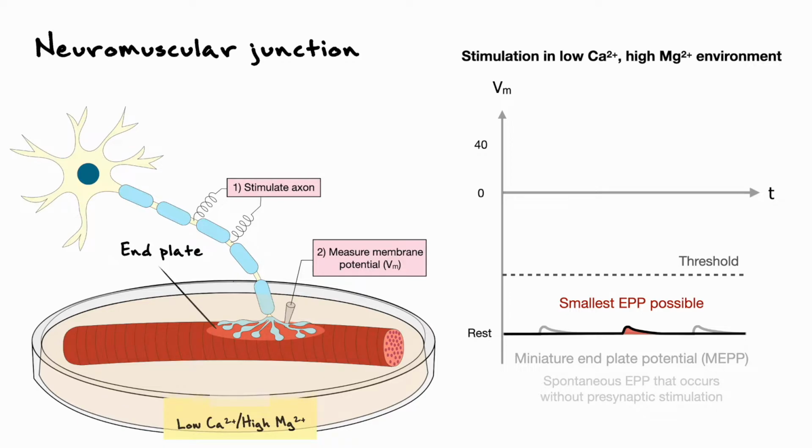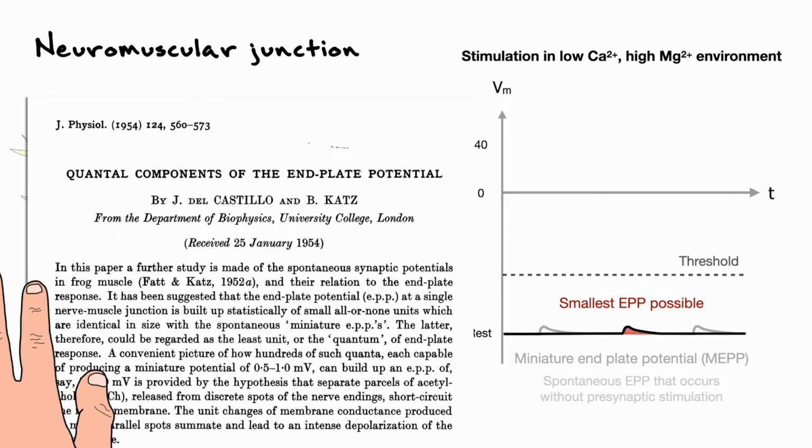The fact that the smallest possible end plate potential was the size of the miniature end plate potential hinted at the fact that MEPs might represent a quantum. In the words of Katz, the hypothesis behind these results is that EPPs are made out of unitary spontaneous MEPs.